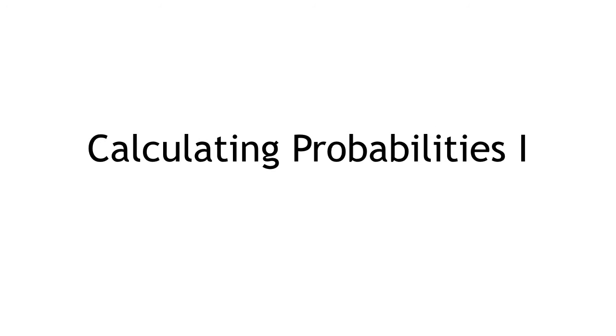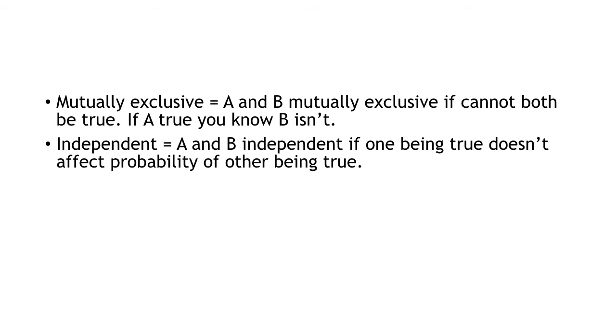All right, so I'm not going to spend a lot of time on this because I think Weisberg does a pretty good job with it. I'm just going to go through it again to reinforce some concepts. It's really important when we talk about calculating probabilities that we know what we mean by mutually exclusive and independent. We already talked about independent. Mutually exclusive isn't a hard concept either.